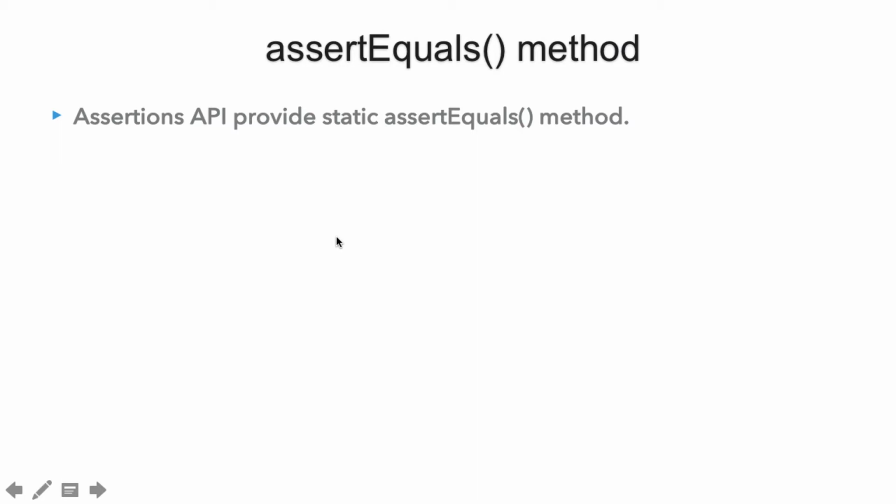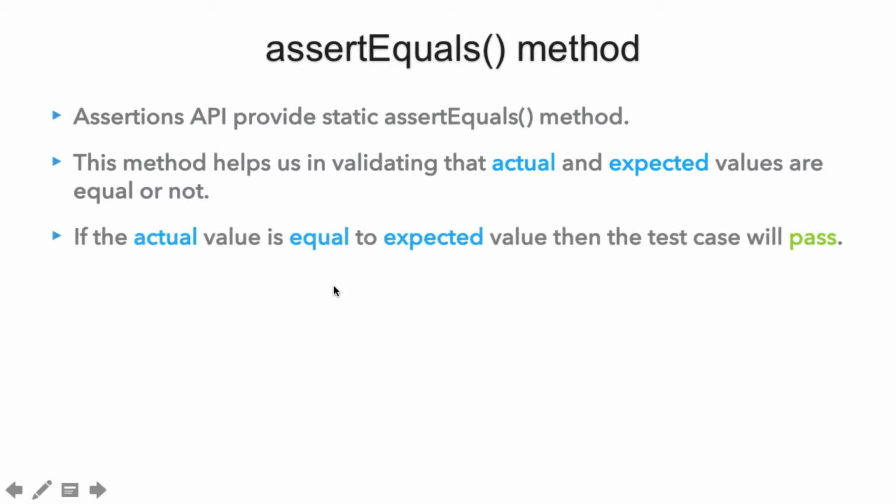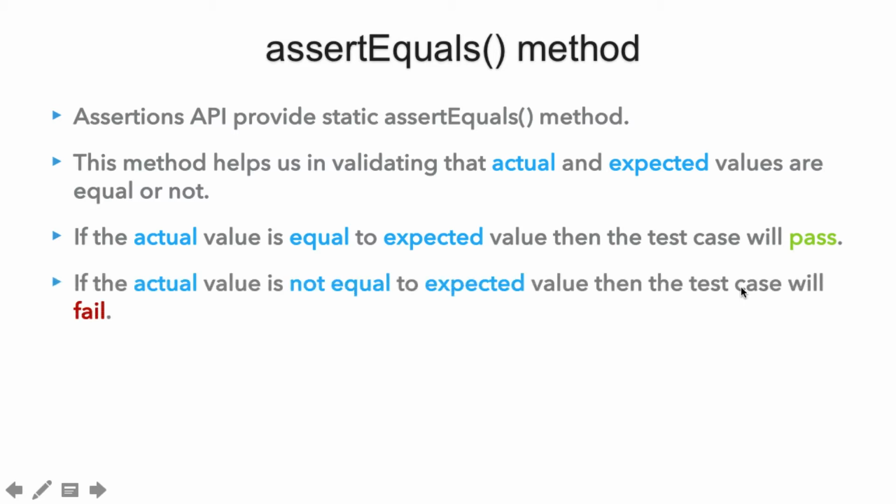So the actual value is a value which is returned from our code which we want to test, and the expected value is what we expect that it should return. So this method helps us in validating whether the actual and the expected values are equal or not. If the actual value is equal to the expected value, then we know that our test case has passed. And if the actual value is not equal to the expected value, then the test case will fail. So this assertEquals method helps us in validating the actual with an expected value.